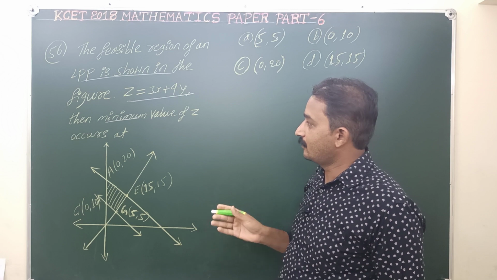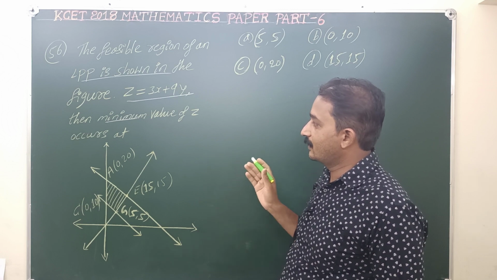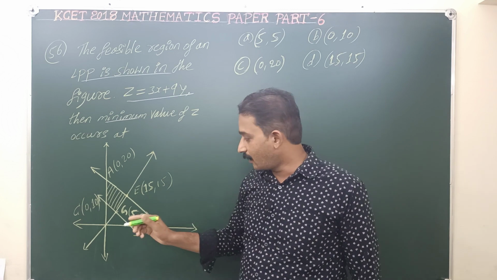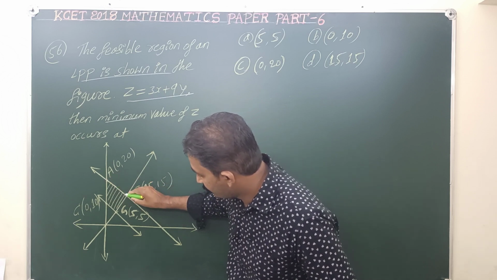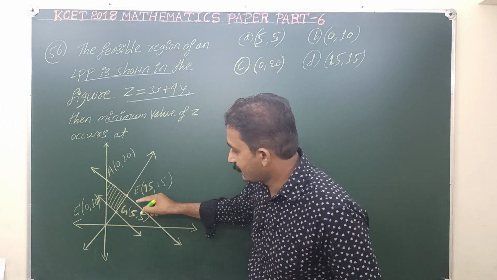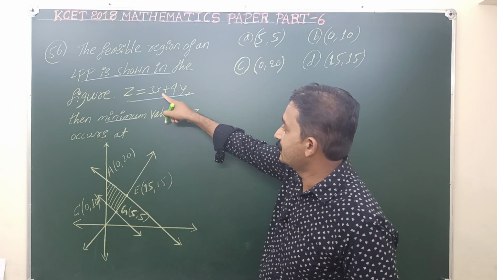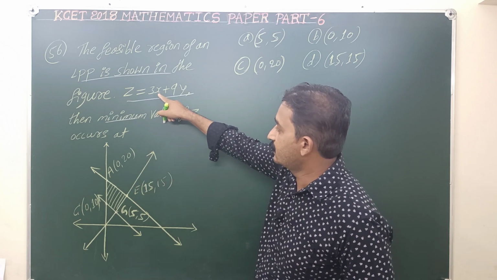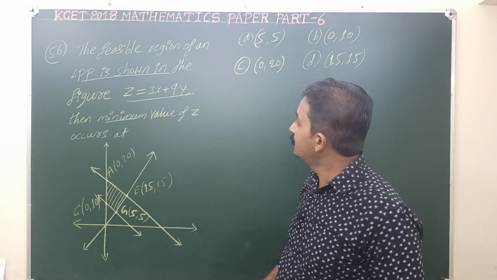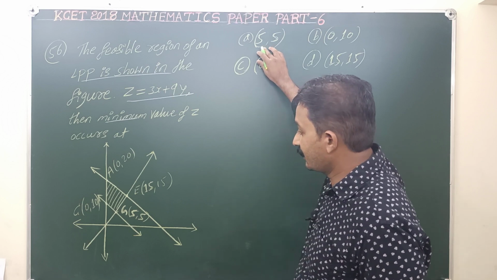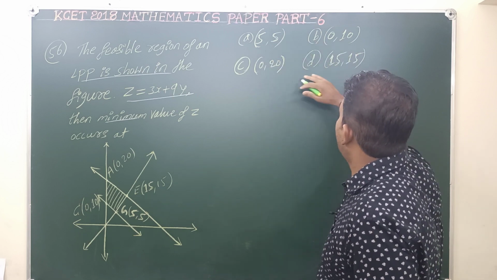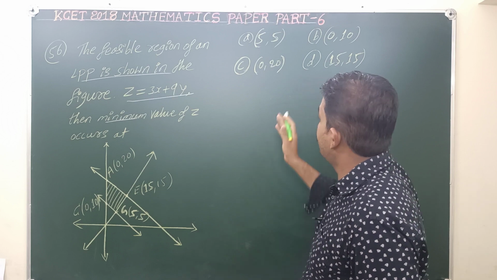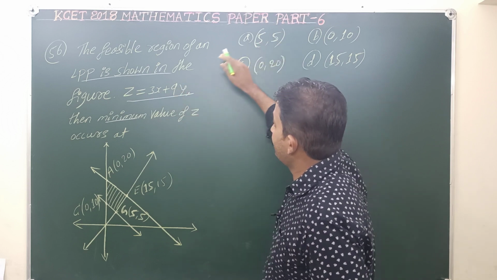Usually, according to the statement, the minimum or maximum value occurs at the corner points. These are the corner points. So in this case, put the corner points in this objective function. Whichever one is minimum, that is the correct option. Here 5 comma 5 is also a corner point. These 4 options are also corner points. Put x comma y in this case.